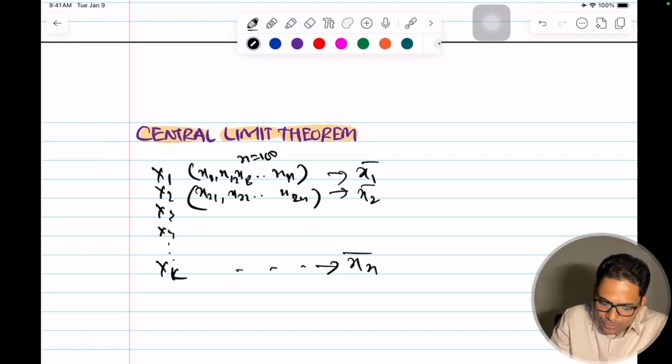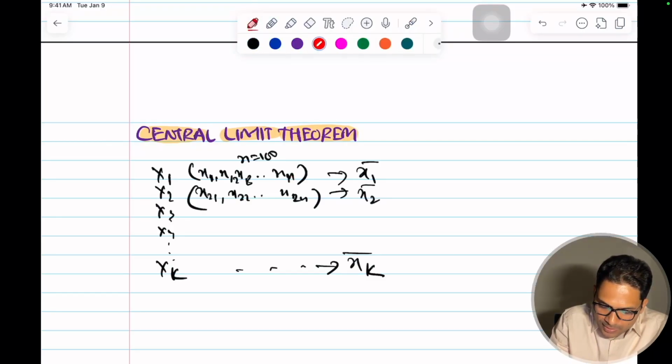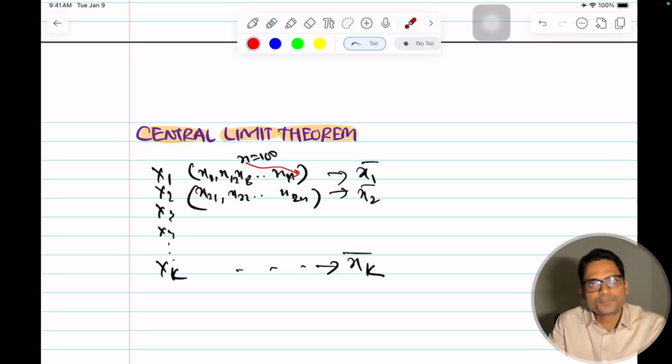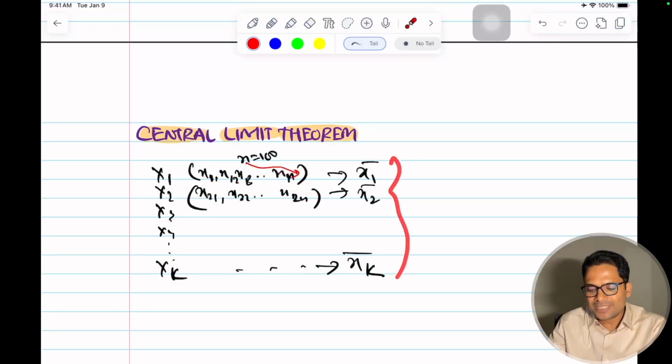This n here is different, so this will be xk bar. This is the n I'm talking about, my sample size n. Let's be very clear: this is my sample size, and I have k such samples, and I'll get k such means.